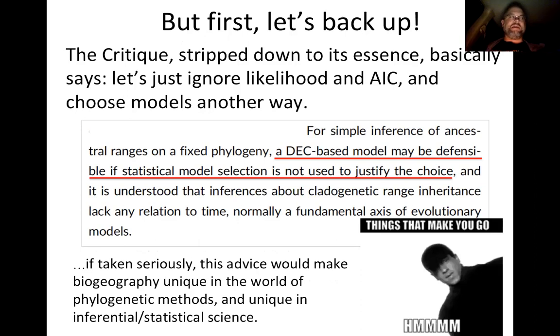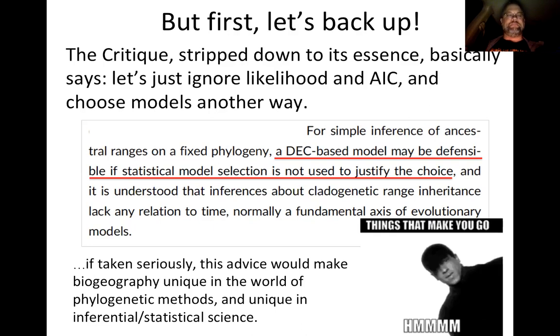I think this critique got way more attention than it should have, actually. I think maybe people should have stepped back and thought a little bit more before accepting the advice of the critique. It's just based on basic principles of statistical model comparison. They say a DEC-based model may be defensible if statistical model selection is not used to justify the choice. And I think everyone should have said, what's going on there?